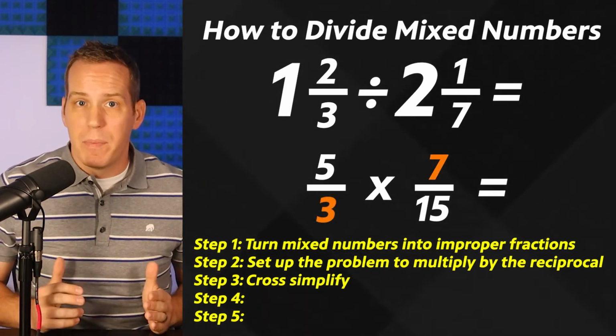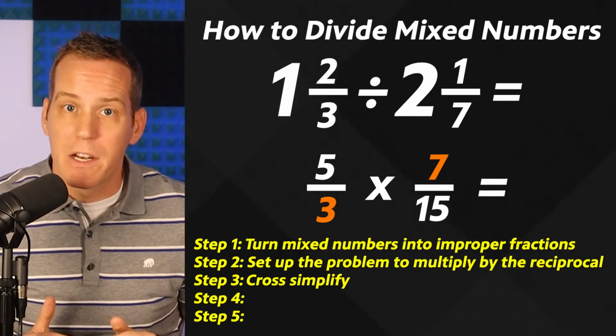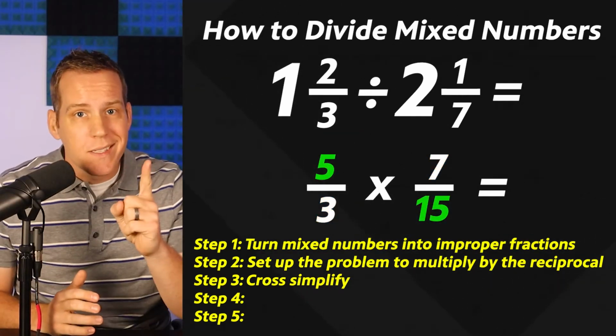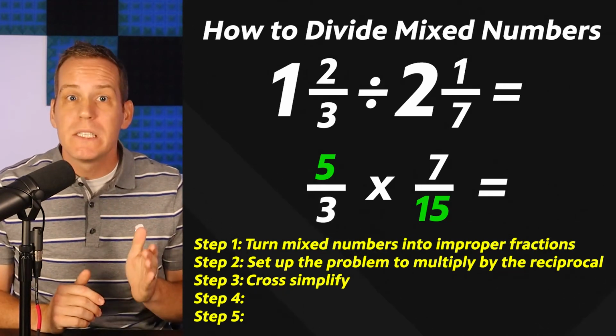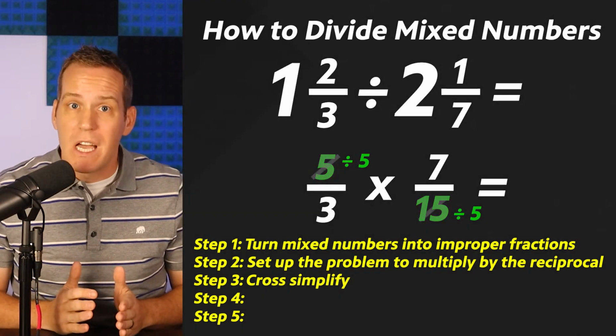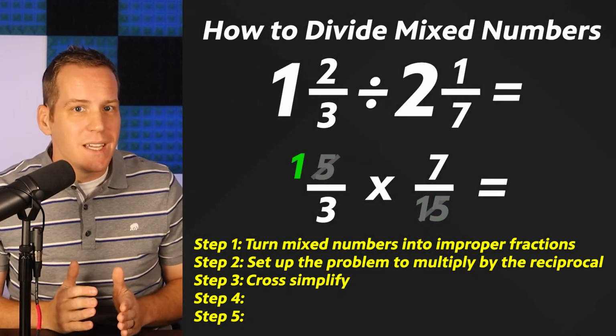Look at these diagonal pairs. Those don't share a common factor, so we'll leave them alone. But 5 and 15? Yes, their greatest common factor is 5, so we'll divide them each by 5. The 5 is now a 1, and the 15 is now a 3. If I didn't do this step, I'd be working with larger, more difficult numbers, and the more of these you do, the more you'll realize what a time saver this step really is.